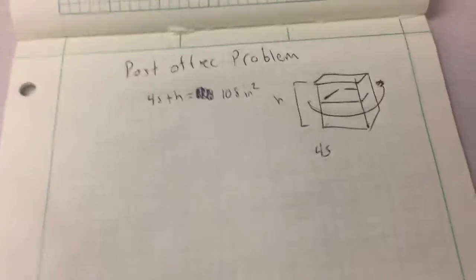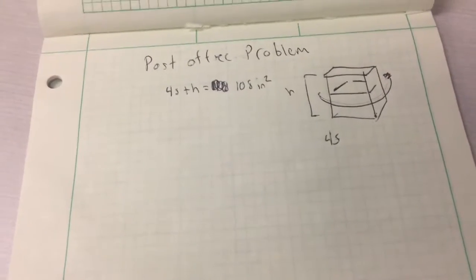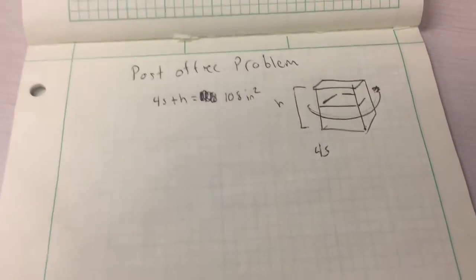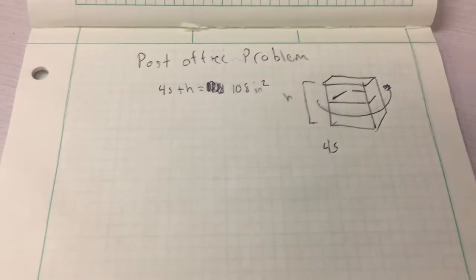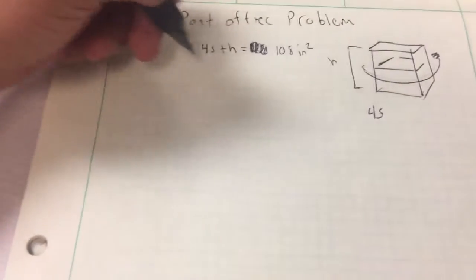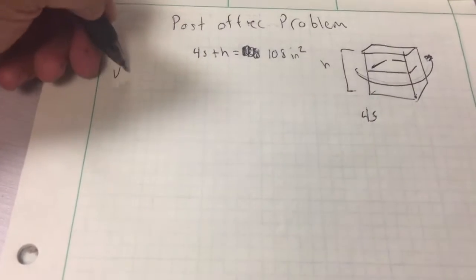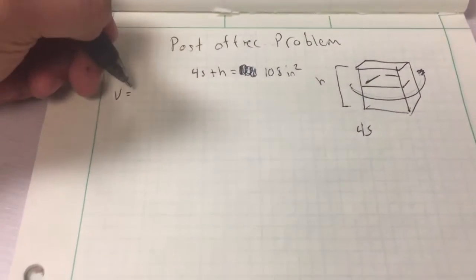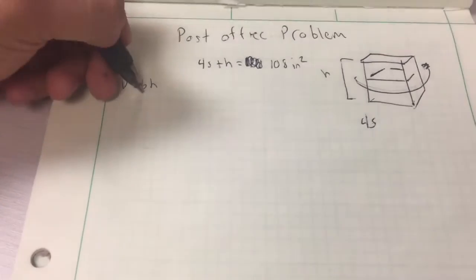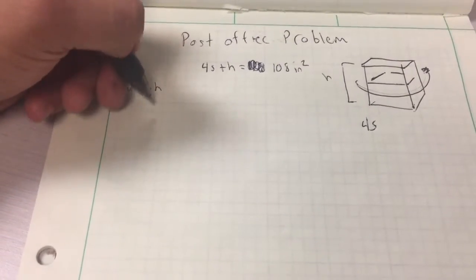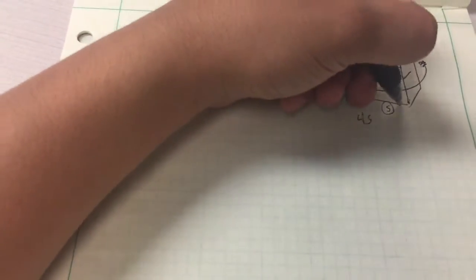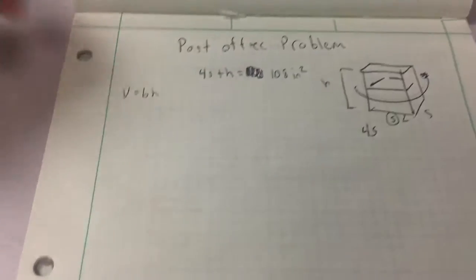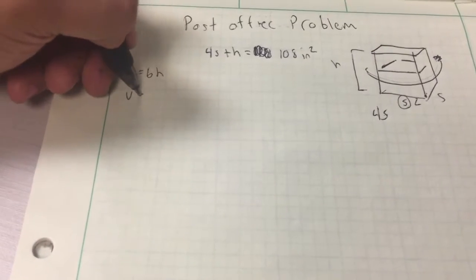We have to move ahead and look for the other equation, which in this case we can easily use the volume equation to help us in this problem. So volume is equal to base times height. Base would just be the side, this s squared, so it's s times s. So volume equals s squared times h.